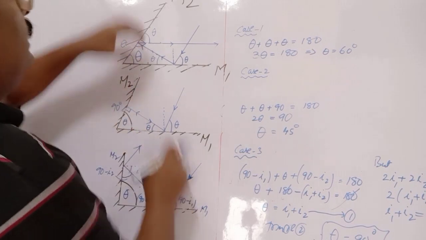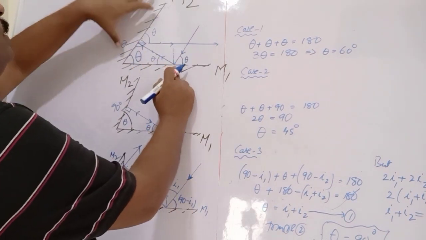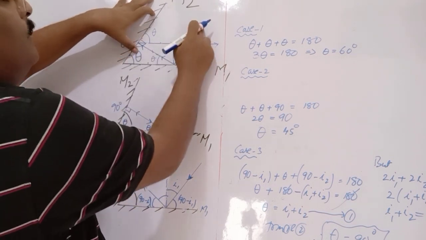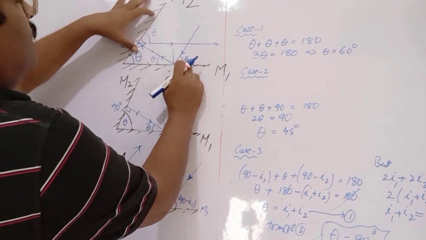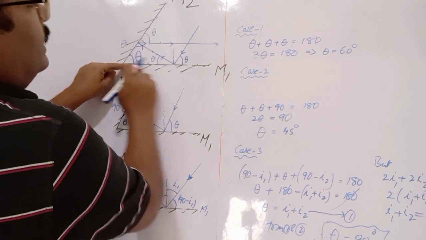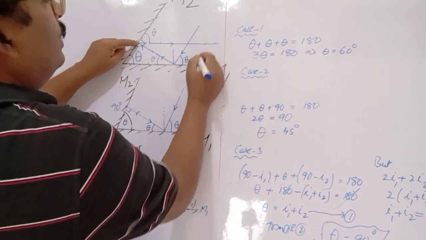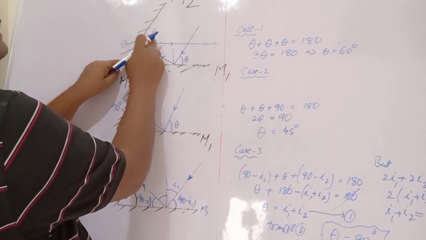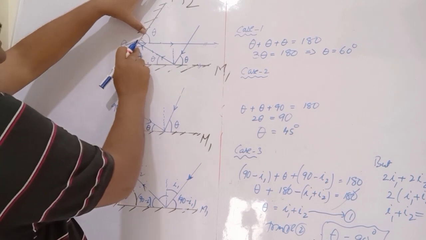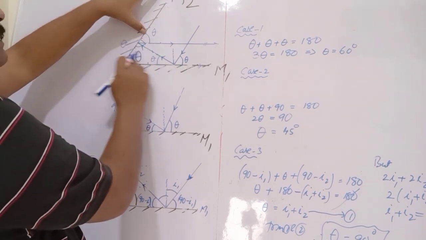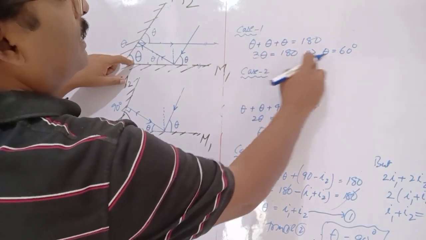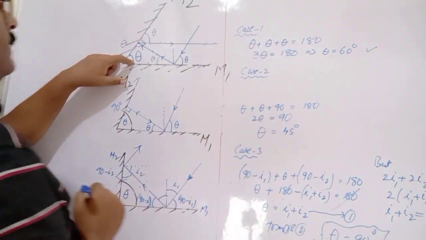Children, you see here. In the first case, the incident ray is parallel to the second mirror. Therefore, if the angle between the mirrors is theta, the angle made by the incident ray with the first mirror is also theta. These two angles are equal. Now the second mirror and the second reflected ray are parallel to each other. Therefore, if this angle is theta, this angle could also be theta. So the total angle in this triangle is theta plus theta plus theta, which is 180. 3 theta is 180. Theta equals 60 degrees. That is the first case.